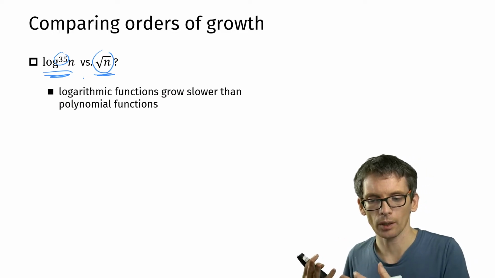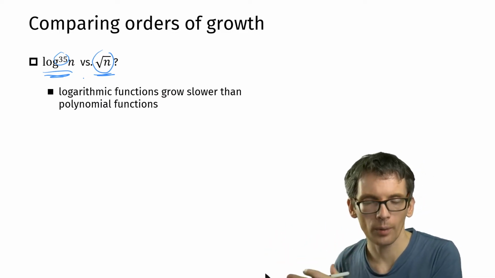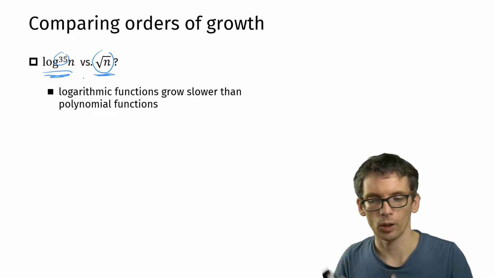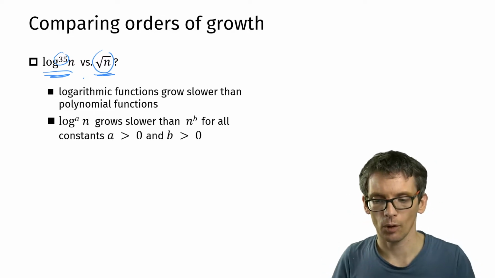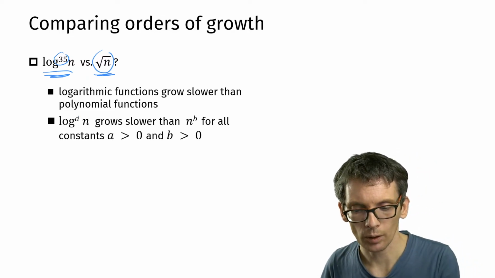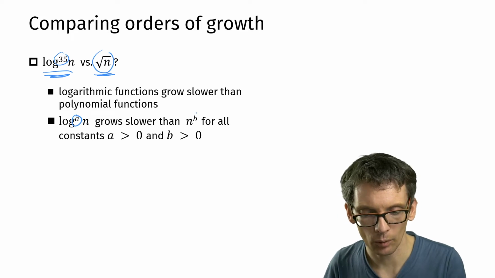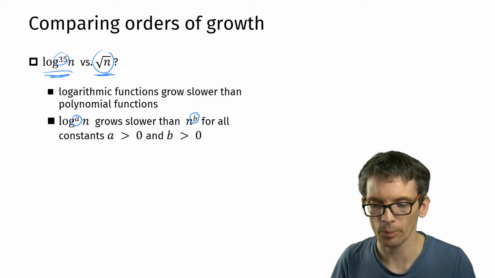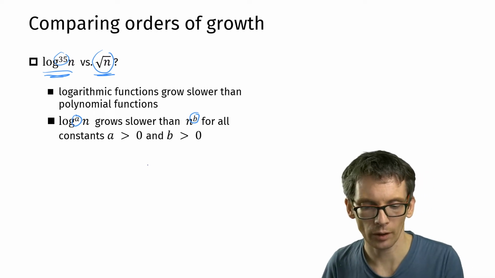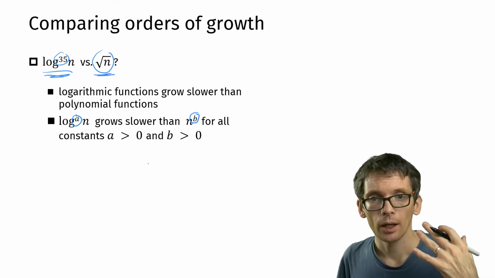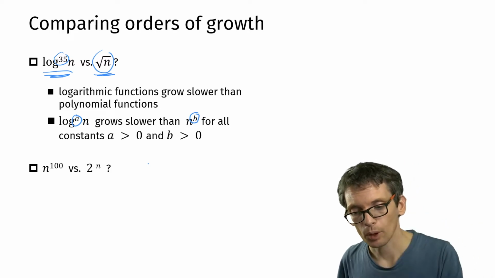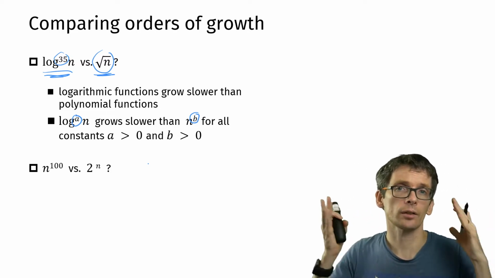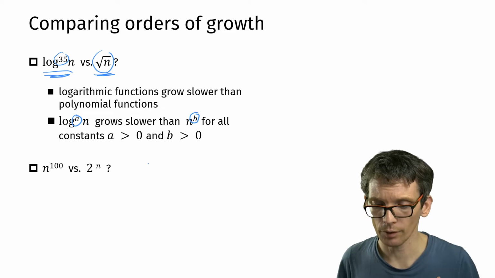So generally speaking, logarithmic functions grow slower than polynomial functions. Making this more formal, no matter what a is here and no matter what b is here, as long as both are positive, log a to the n grows slower than n to the b. Likewise, if I'm comparing polynomial functions with exponential functions, there it might be more intuitive.